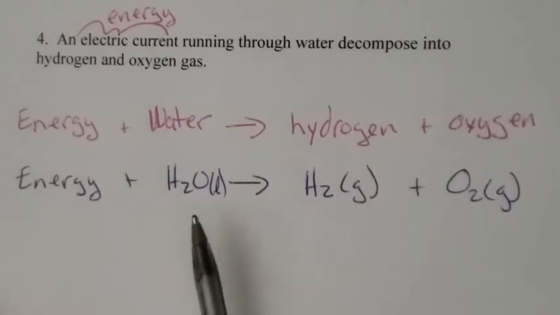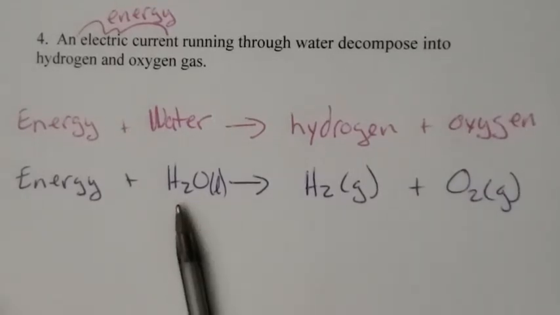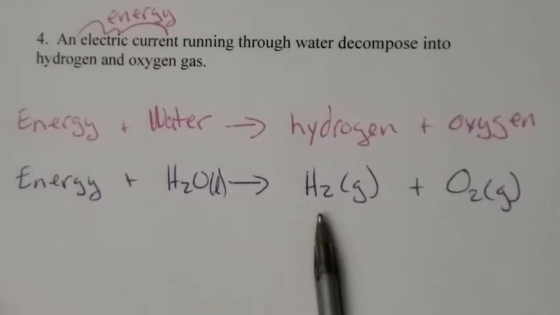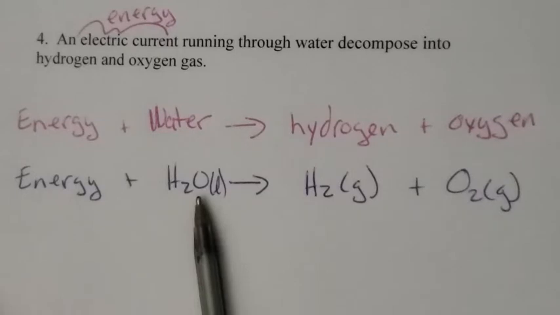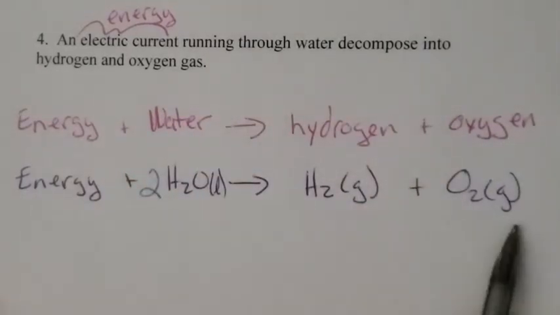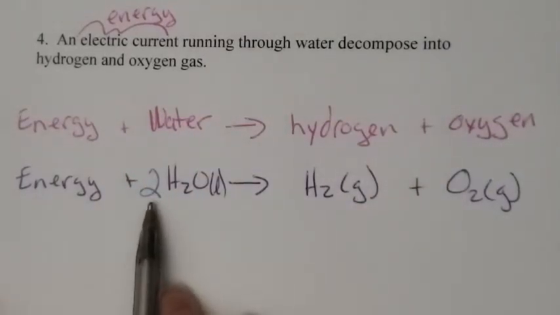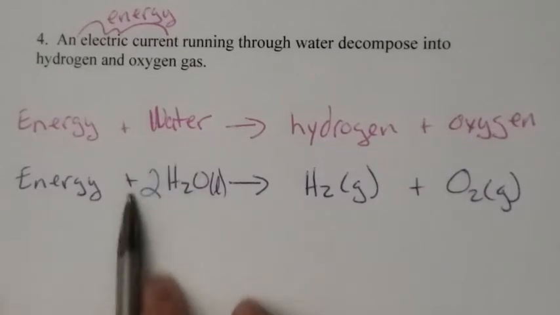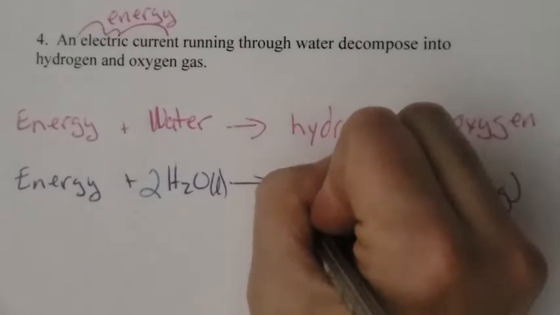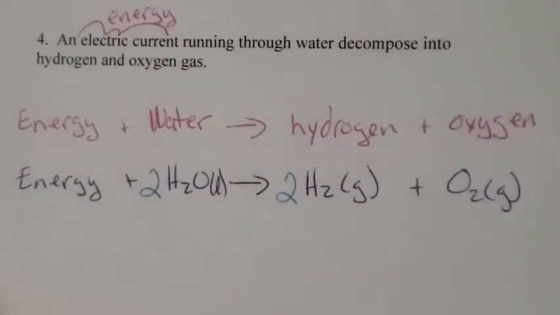So we start by just counting. I have 2 hydrogens on this side and 2 hydrogens on that side. So that's okay. Next, when I look at the oxygen, 1 oxygen on the left side, but 2 on the right side. So I need to put a 2 over here so the oxygen's balanced. However, as soon as I do that, I now have 4 hydrogens. So to make 4 hydrogens on this side, I put a 2 out in front. So now I have a balanced equation.